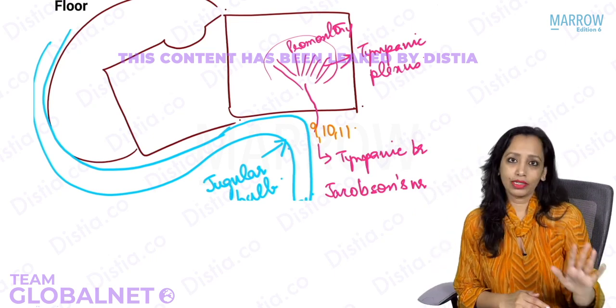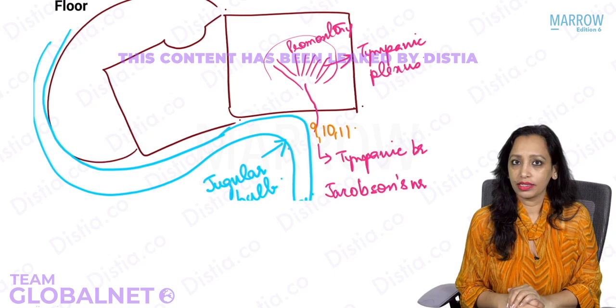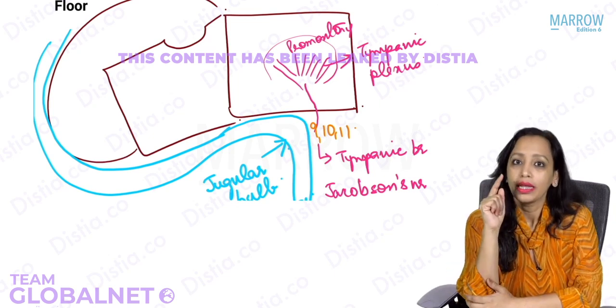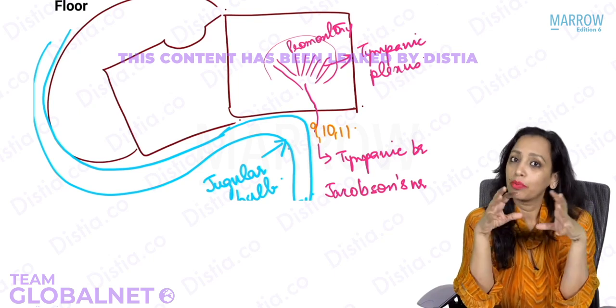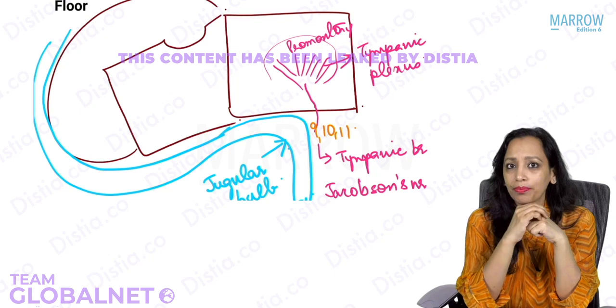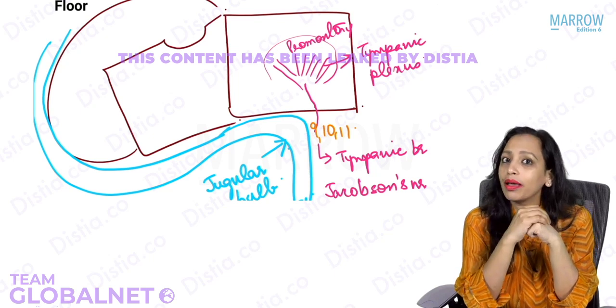Okay, so now keep your pens down and sit straight. So quickly tell me, promontory is on which wall? Promontory. Yes, the medial wall. Pyramid, posterior wall. Processus cochleaformis, medial wall. Jugular bulb, floor. Tensor tympani.